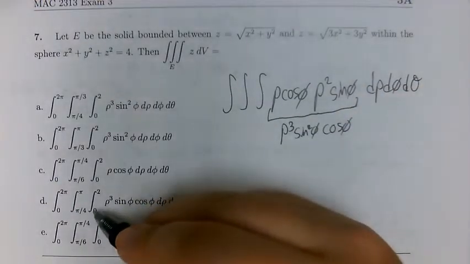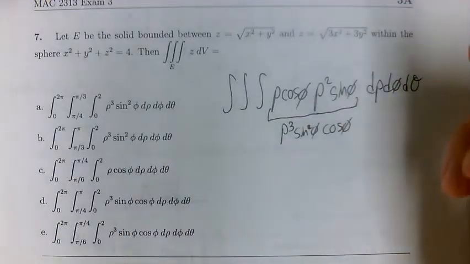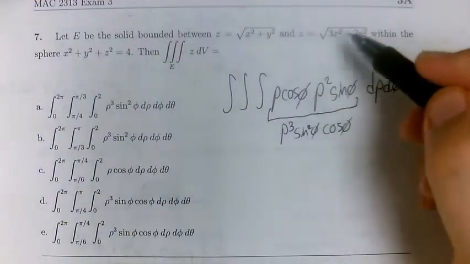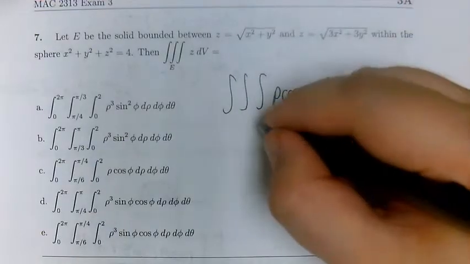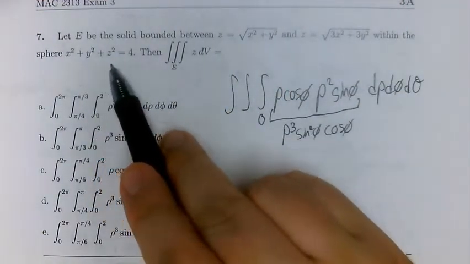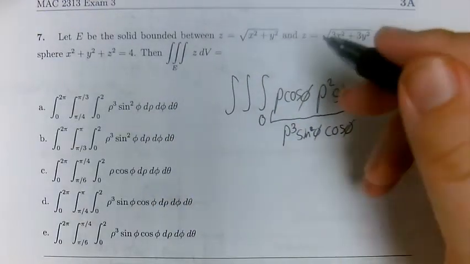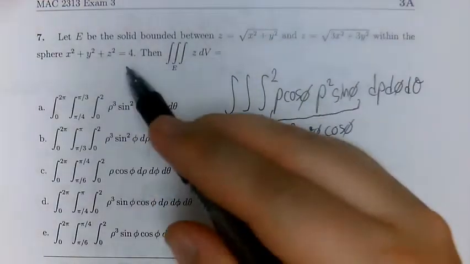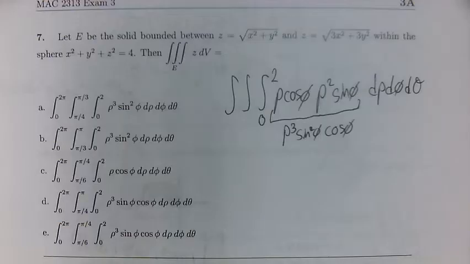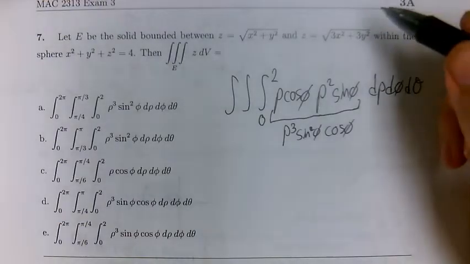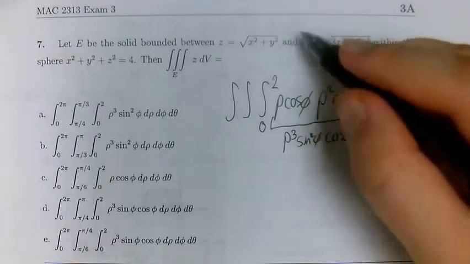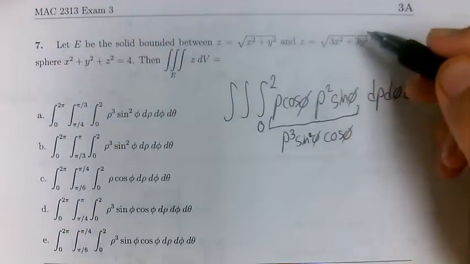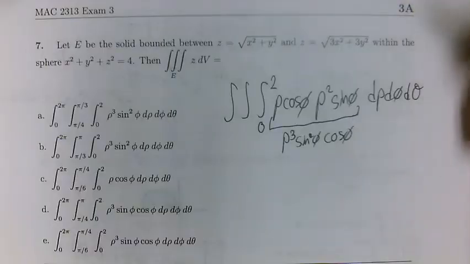Okay, now both of these have us going from 0 to 2, and that's because we're going from the origin. We include the origin because it's within both of these. We're going from the origin all the way out to the sphere because we need to be within the sphere. So we go from 0 to 2 because this is a sphere of radius 2. Now phi, what are we going to do with phi here? Well, we're bounded between these two cones, right? And the way of expressing cones in spherical coordinates is to just have phi equals an angle.